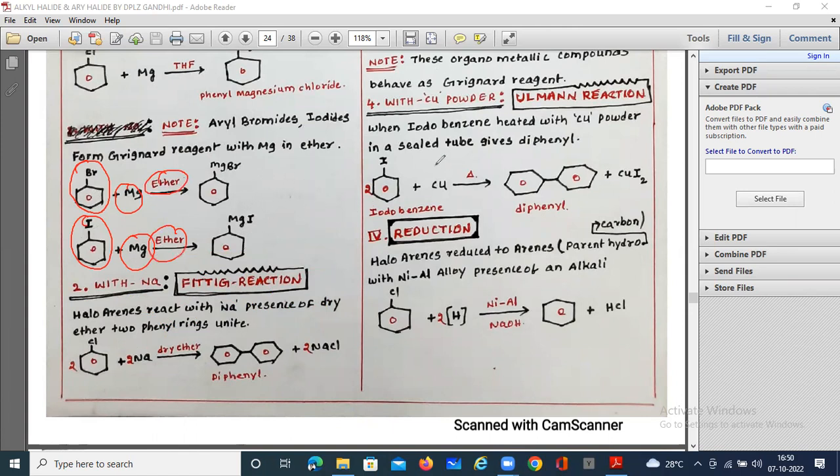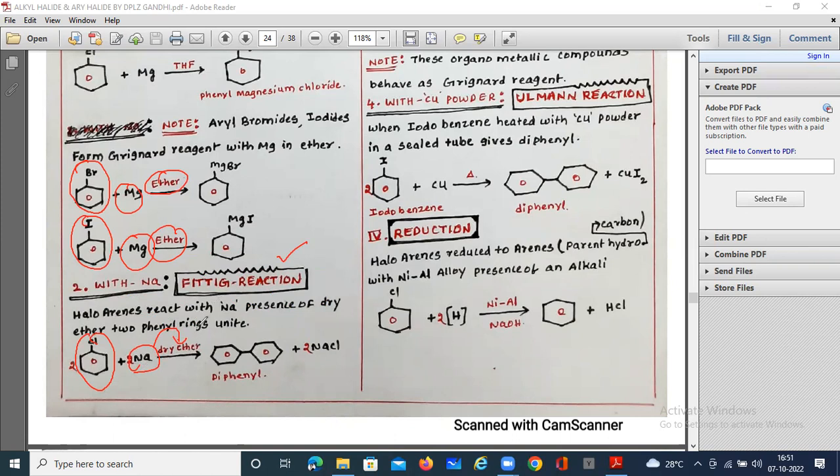Grignard reagents. Very simple thing here. Next, go to the second one, reaction with sodium. When an alkyl halide reacts with sodium, it is nothing but the Wurtz reaction. But when haloarenes react with sodium metal in the presence of dry ether, it will be the Fittig reaction. What is that? When haloarenes react with sodium metal in the presence of dry ether.